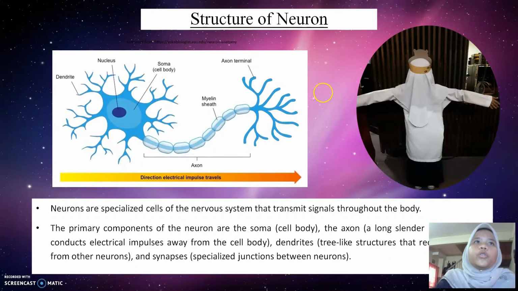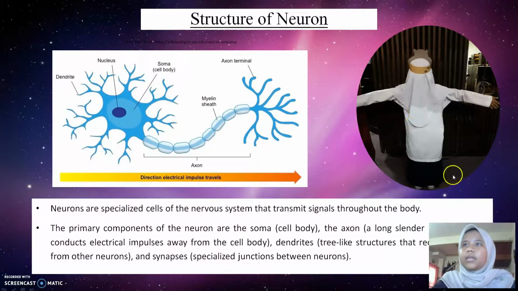The structure of a neuron consists of the dendrite, nucleus, soma or cell body, axon with the myelin sheath, and also the axon terminal. The direction the electrical impulse travels is from the dendrite to the axon. Neurons are specialized cells of the nervous system that transmit signals throughout the body. The primary components of the neuron are the soma or cell body; the axon, which is the long cylindrical projection that conducts electrical impulses away from the cell body; the dendrite, a tree-like structure that receives messages from other neurons; and synapses, specialized junctions between neurons.